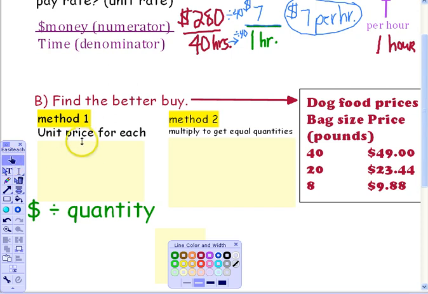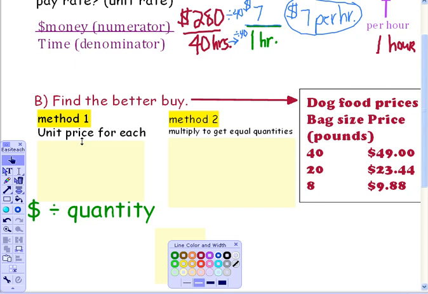In method 1, we're going to solve two methods here. In method 1, we're going to look at the unit price for each of these bags of dog food. In method 2, we're going to look at how we can multiply up to get equal quantities. Either of these two methods is acceptable. It doesn't mean that one method is better than the other. It's just whichever one is your preference.